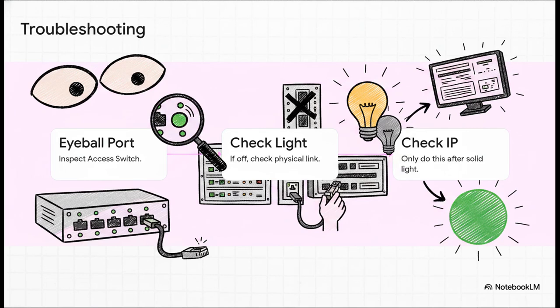Let's see how all this builds into a highly logical 3-step action plan that relies entirely on using your eyes first. Step 1. When a user complains they have no internet, go eyeball the port on the access switch. Step 2. Check the link light. If it's dark, you immediately know it's a physical issue, so you swap the Ethernet cable, verify the power, or check the wall jack. Step 3. Troubleshoot IP addresses and software configurations only after getting a solid light.